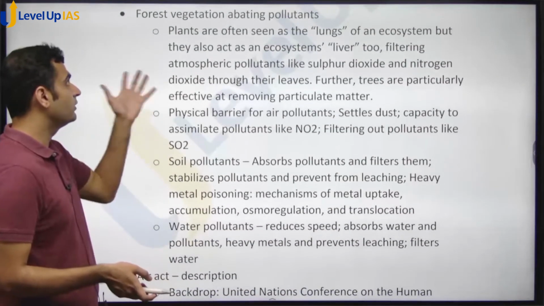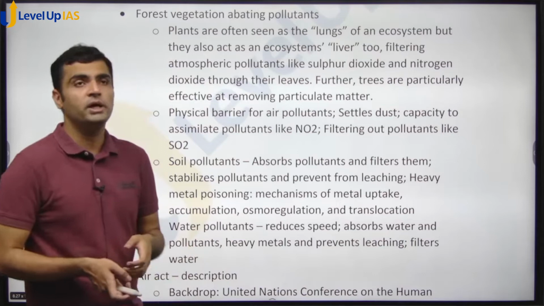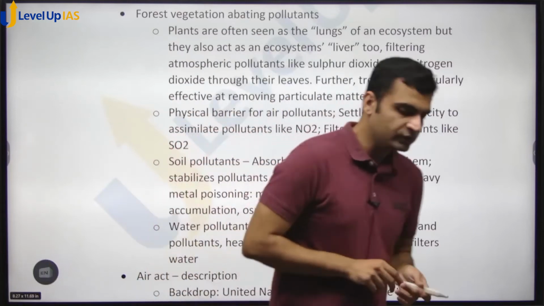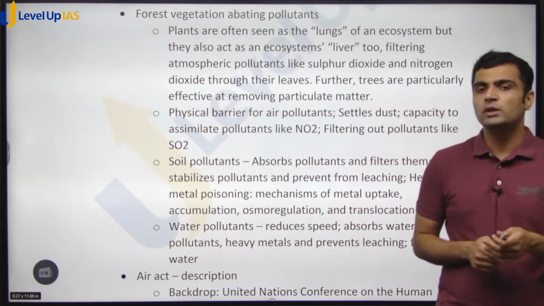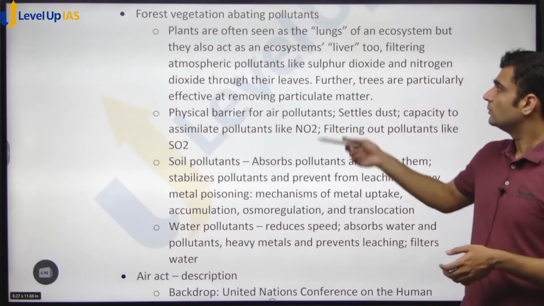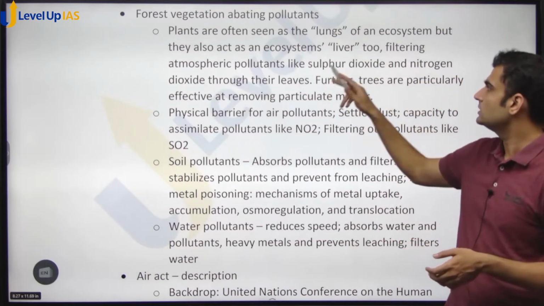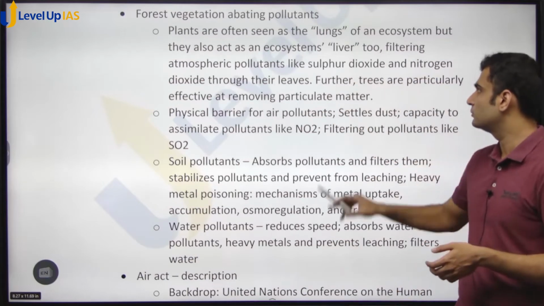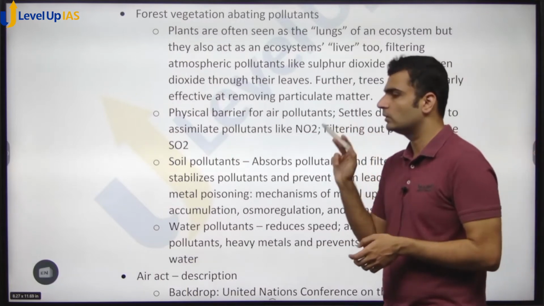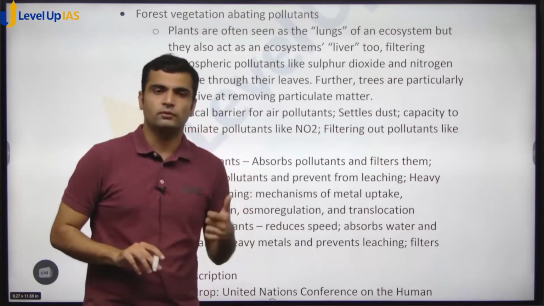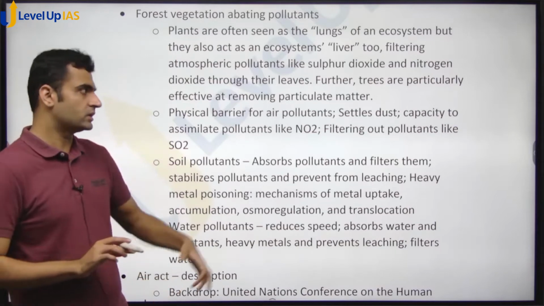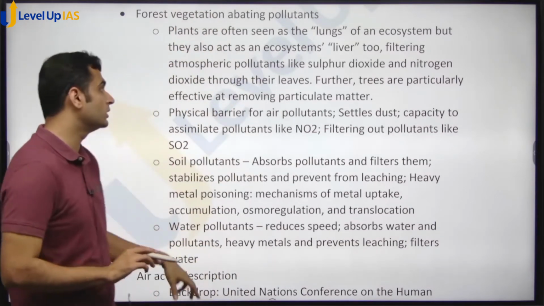Now, this is the second part: how forest vegetation is abating pollutants. As we said, forests are not only the lungs of ecosystems, they are also livers. Livers are purifying agents; in that context, we are using livers. Plants are often seen as the lungs of the ecosystem, but they also act as liver, filtering atmospheric pollutants like sulfur dioxide and nitrogen dioxide through their leaves. Further, trees are particularly effective at removing particulate matter. So basically, forest trees are very effective filtering agents. That's how vegetation is abating pollutants.